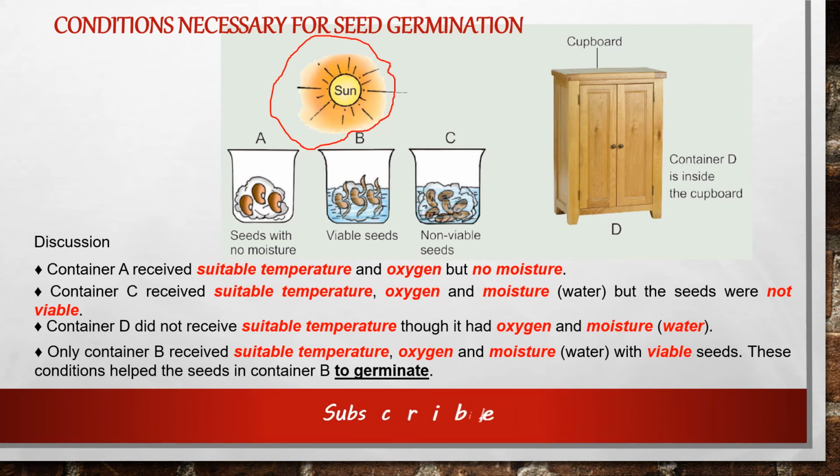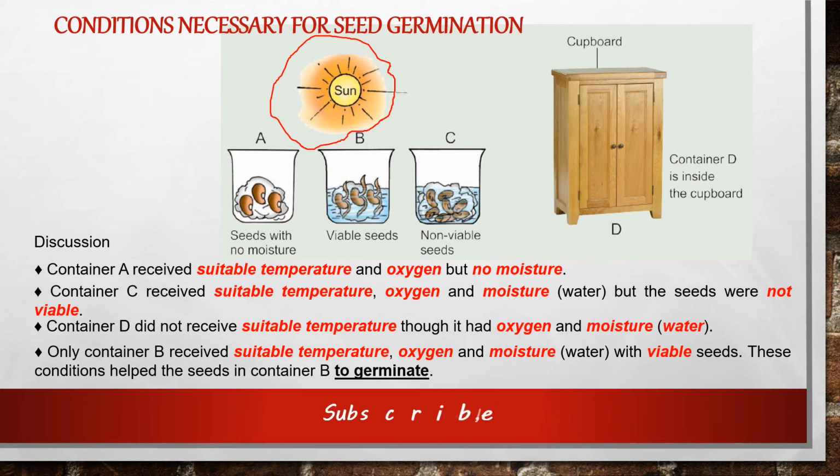You can pause this video and then analyze this picture again. Container A, container B, container C, and container D. In containers A, C, and D, there is something missing. But in container B, we have viable seeds which can germinate, suitable temperature, there is access to the sun, there is also oxygen because the container is open, there is also water or moisture. So the seed germinated. Why? Because all conditions are there.